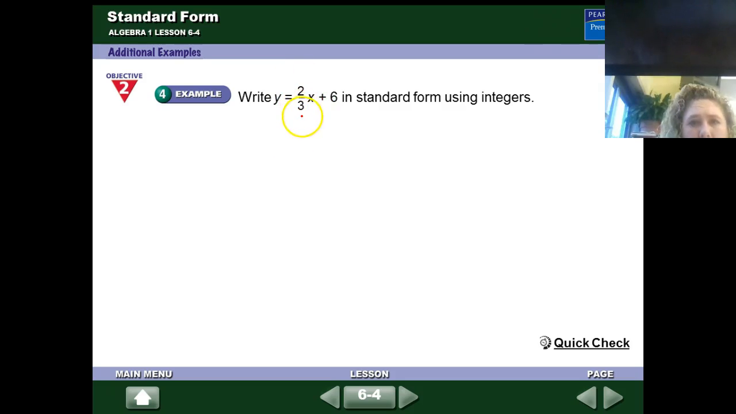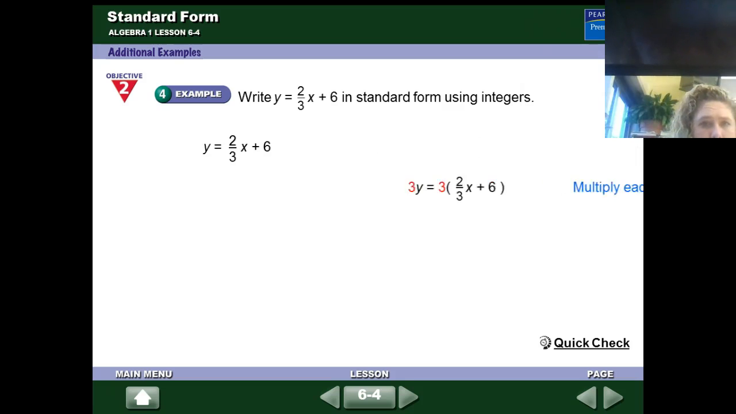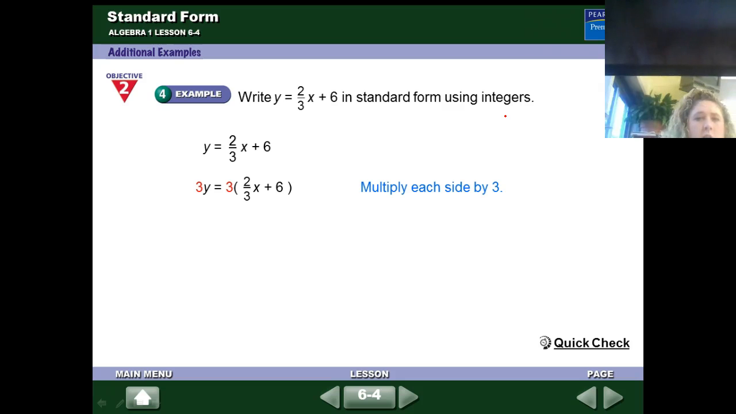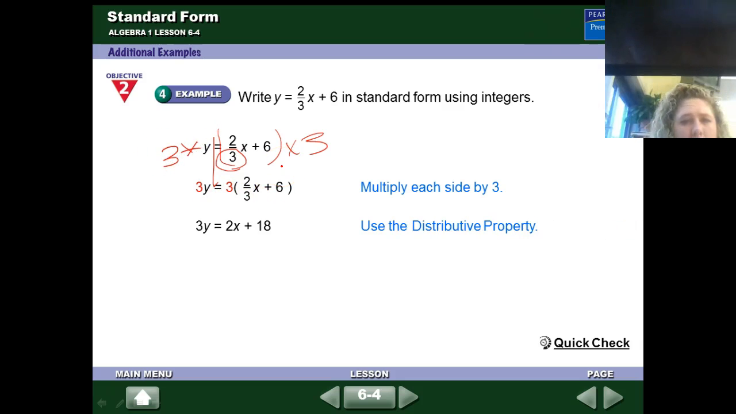Alright, go ahead and write y equals 2/3 x plus 6 in standard form. Pause the video. Alright, you should have seen, to start, that this 3 you're trying to get rid of. Because there's a 3 in the denominator, how do you get rid of it? Well, we're going to times all of this side of my equation by 3. And whatever I do to one side, I need to do to the other.